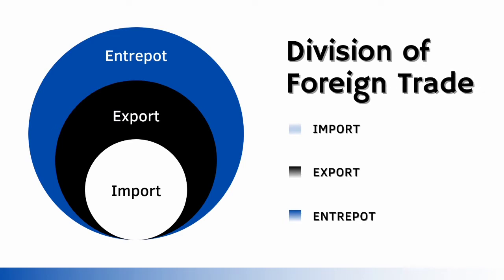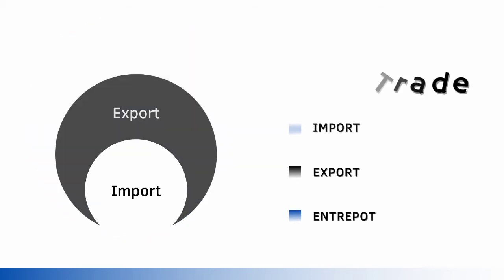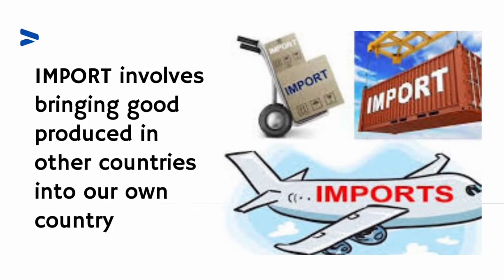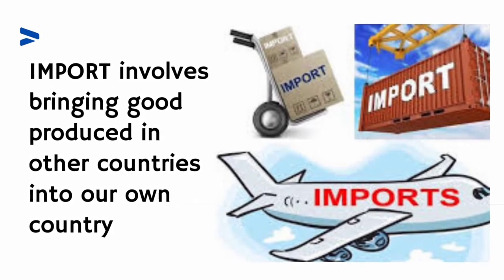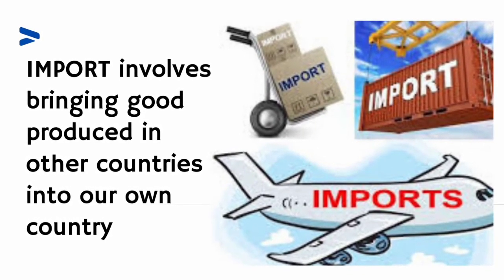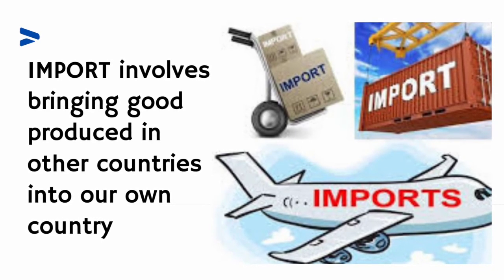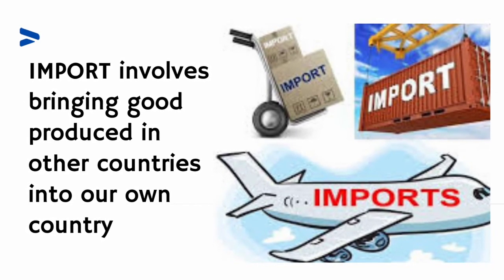So foreign trade is also divided into three parts, which we'll call the division of foreign trade. And we have the imports, the exports, and the intraports. One thing is imports. When it comes to foreign trade, import involves bringing goods produced in other countries into our own country.